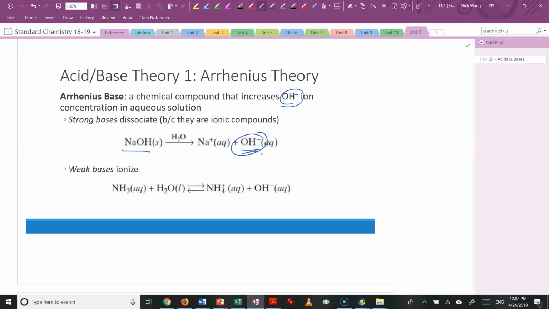Weak bases, on the other hand, are not ionic compounds. These are actually going to be weak bases. This is an example of NH3. What happens here is that it ionizes.